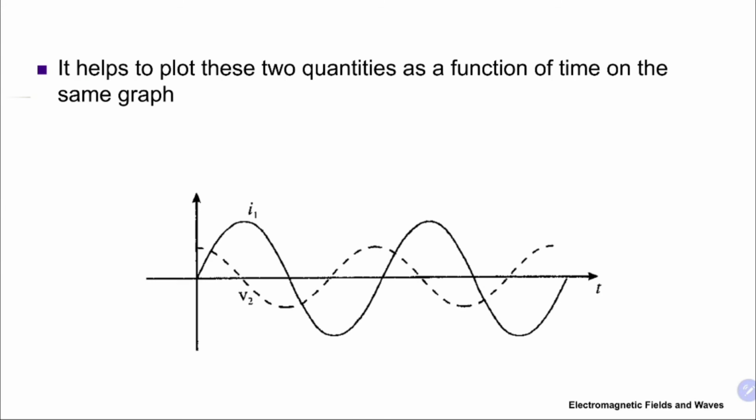If you plot the current and the voltage, this is how it looks. You can see that there are 90 degrees between them in phase. So that is your voltage and current.